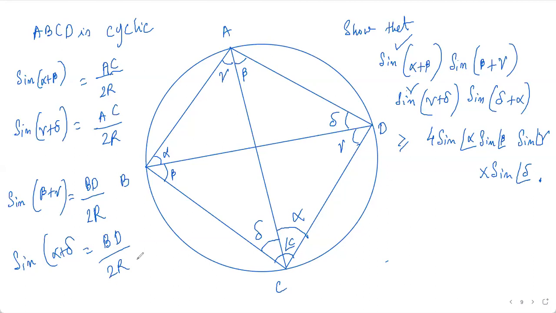Now let's replace them in the equation. So I have the left hand side of the inequality. So I'll just try to replace them. So I'm getting AC square times BD square is equal to 2R square. And what about the right hand side? How do I get those ratios, sine alpha, sine beta, sine gamma, sine delta?